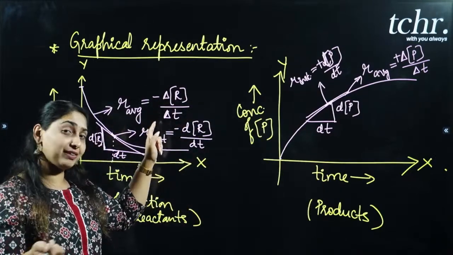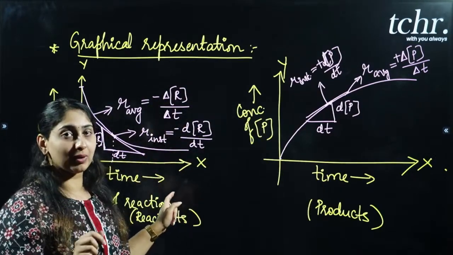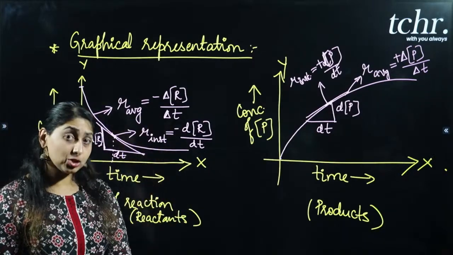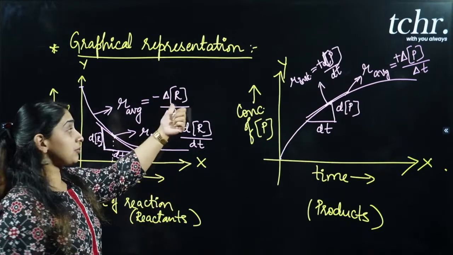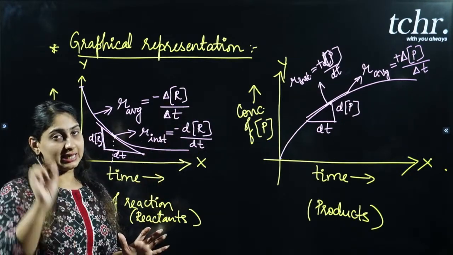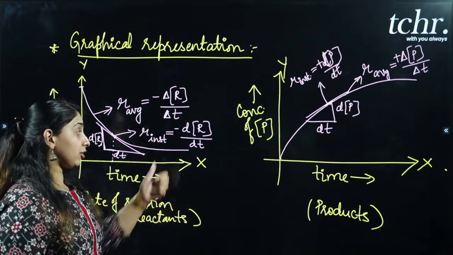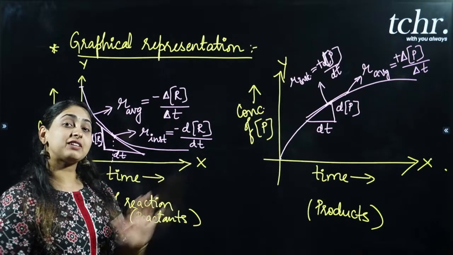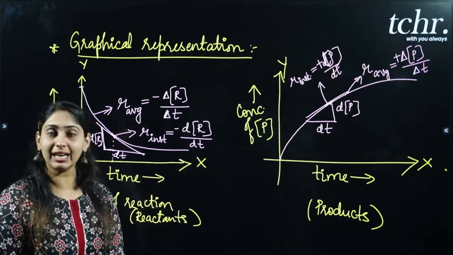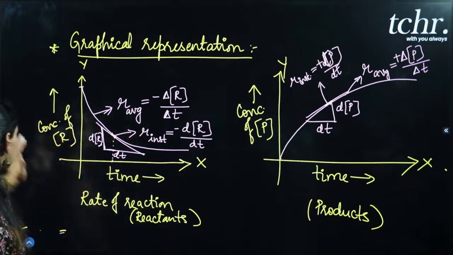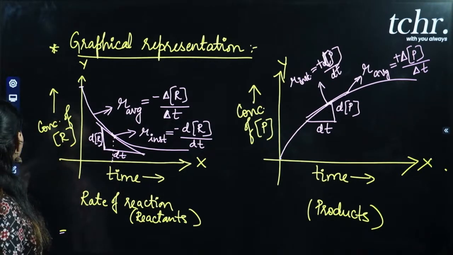Our R average will help you when solving numerical problems. When you read the numericals, if they have asked you the average rate of the reaction, you are supposed to use this formula. If they ask for the instantaneous rate, that is, how the rate of the reaction or the speed is at a particular time, you will have to use differential equations in order to find the answer. So this is the graphical representation of rate of the reaction. This was all about rate of the reaction, right?